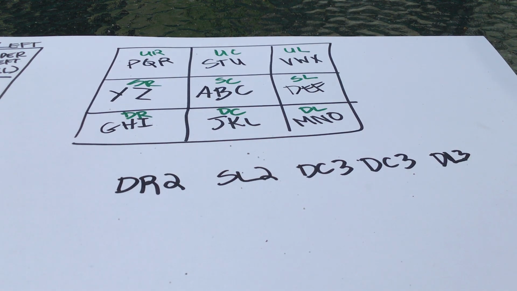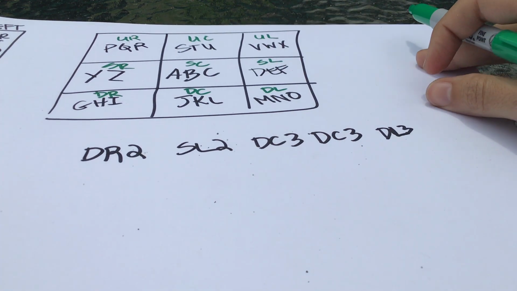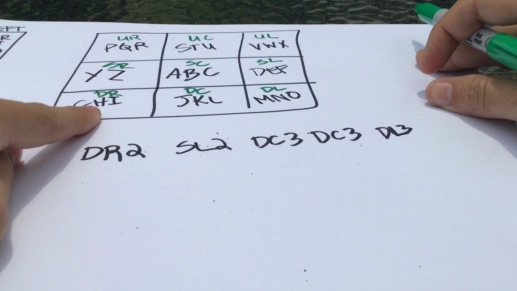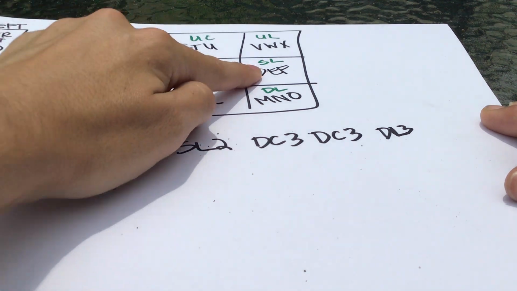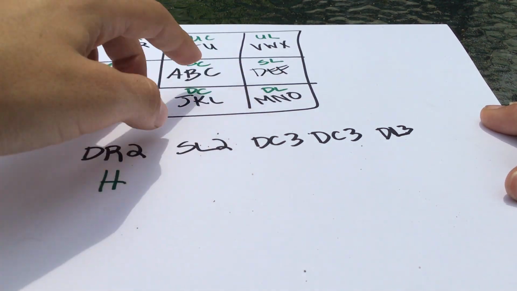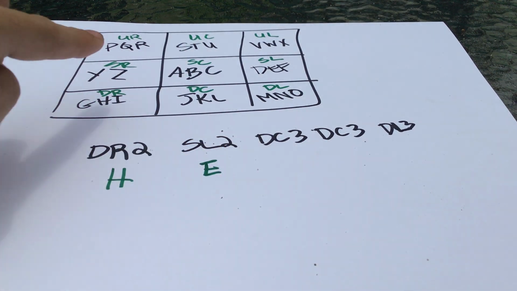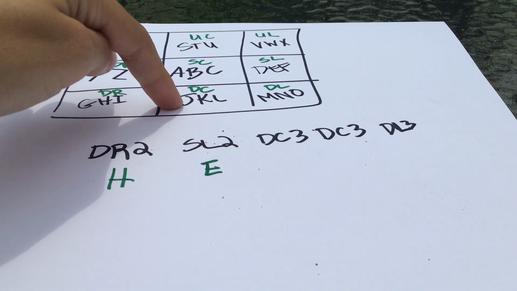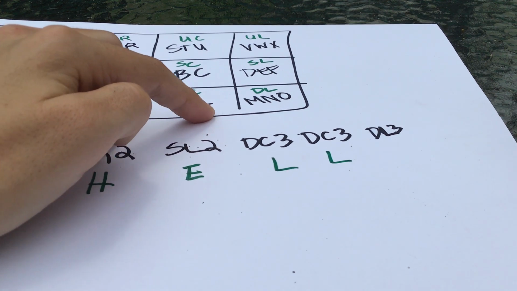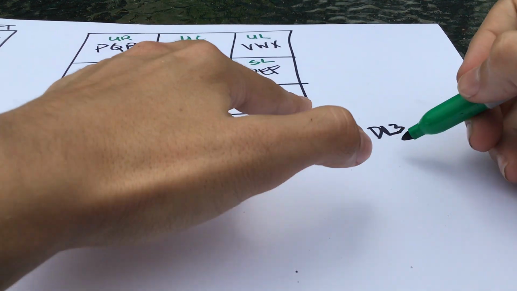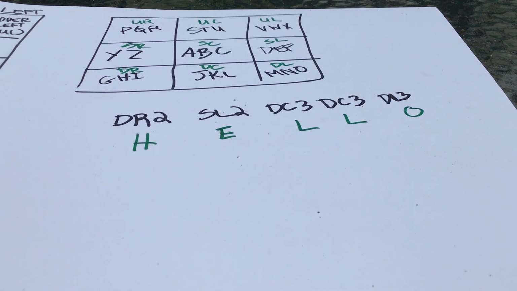So when you see this code here, we already know what this is, but we're going to do it for practice. DR2, so I go to my box, it's DR, and I count 2 letters, 1, 2. So this is H. And then SL2, I go to the SL box, and then 1, 2, letter, which is E. And then for this one, they're obviously the same, so I go to DC, which is downstage center, and then I go 1, 2, 3, that's L, L, and then DL3 is this box, and 1, 2, 3, O. And that's all you're doing for the stage cipher.